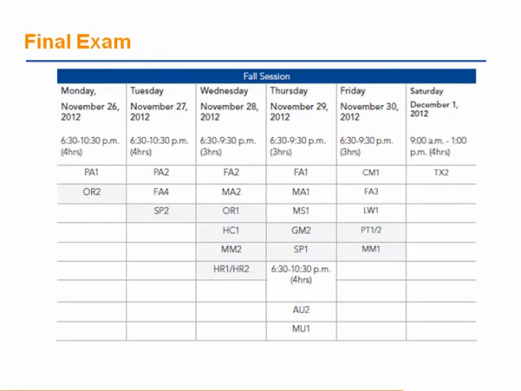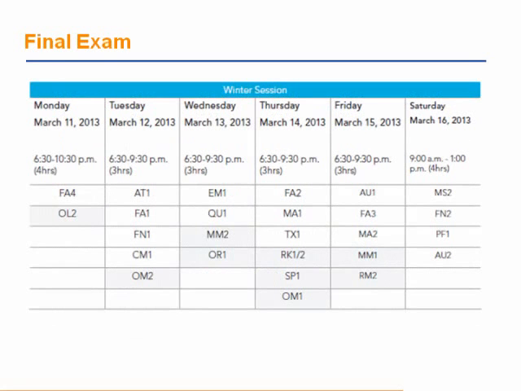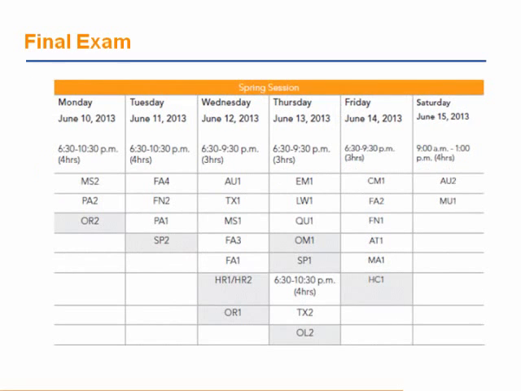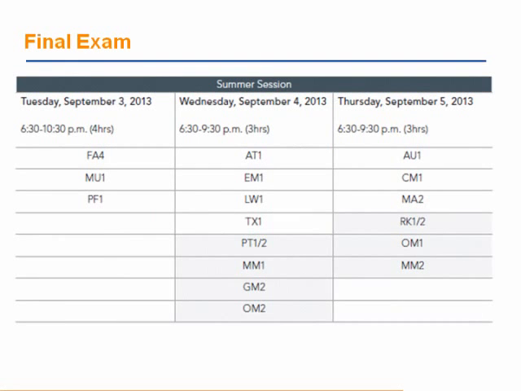So I've quickly pulled off the site for you guys. If you are in the November sitting, so the fall session, this is the calendar that you're looking at to be writing your exams. If you're in the winter session, you'll be writing the week of March 11th to the 16th. If you're writing in the spring session, it's June 10th to the 15th. And if you're here for summer, it's the week of September 3rd, 2013 to September 5th, 2013. And all of this information can be found on the CGA website.